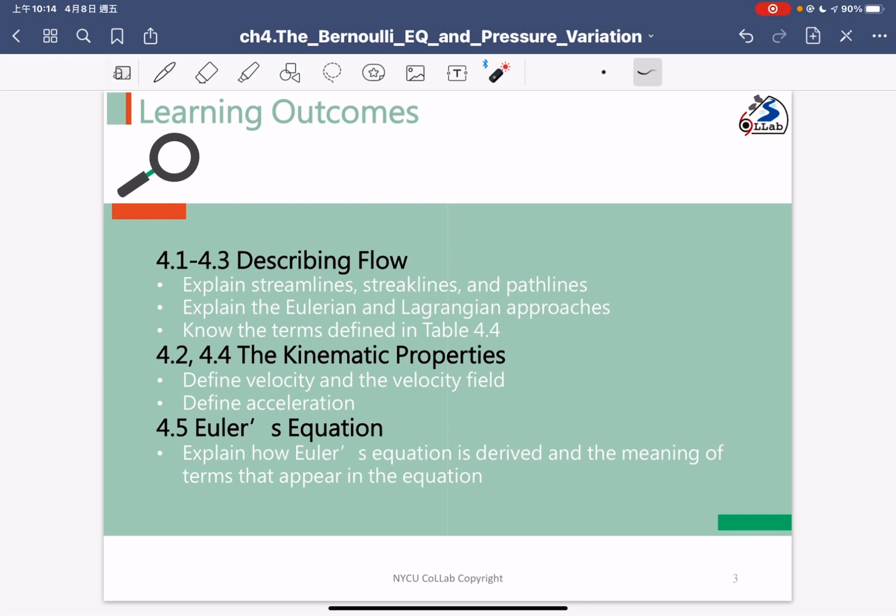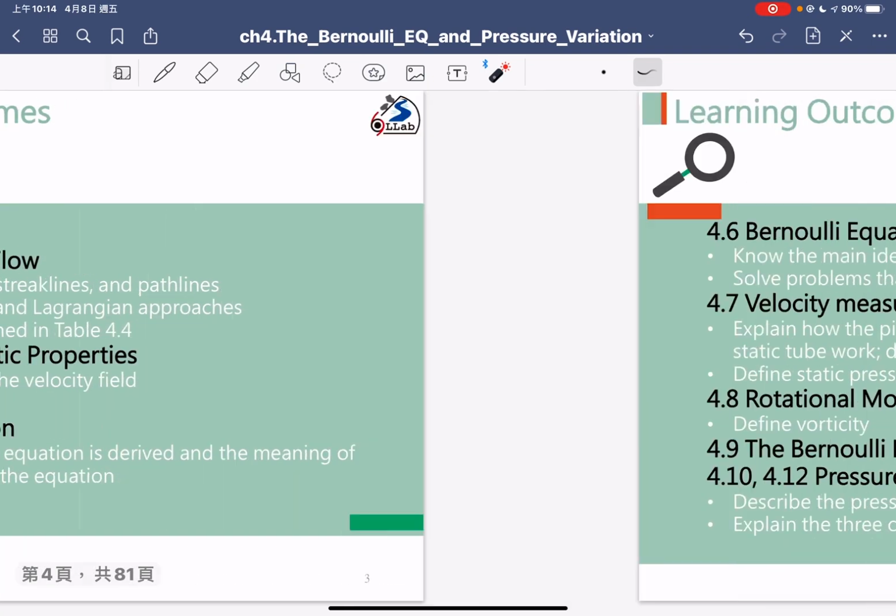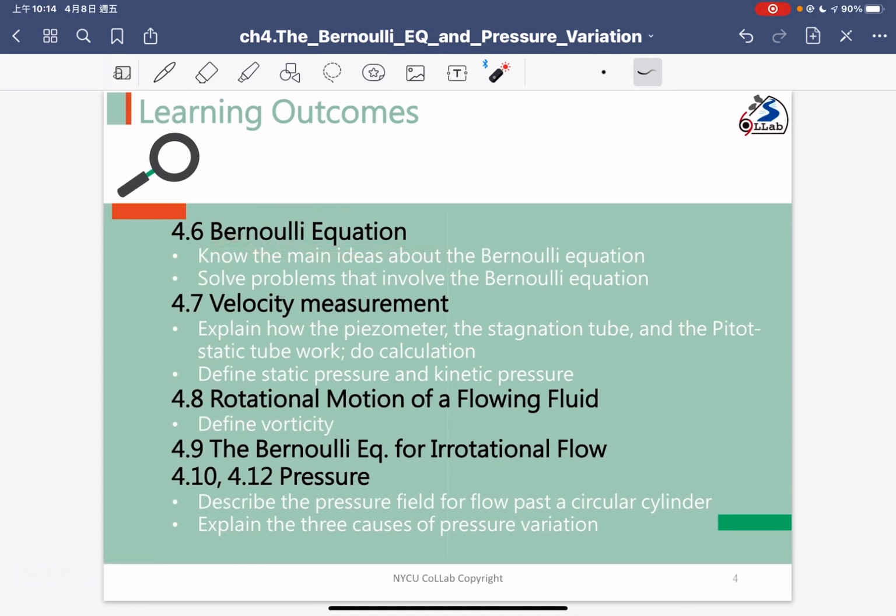And there are two important equations we will teach in this chapter. The first one is Euler's equation, and the second one is the Bernoulli equation. Once we understand the Bernoulli equation, we will apply it to measure the fluid velocity. Okay, so we have some exercises: if we apply the Bernoulli equation, how can we measure the flow velocity?